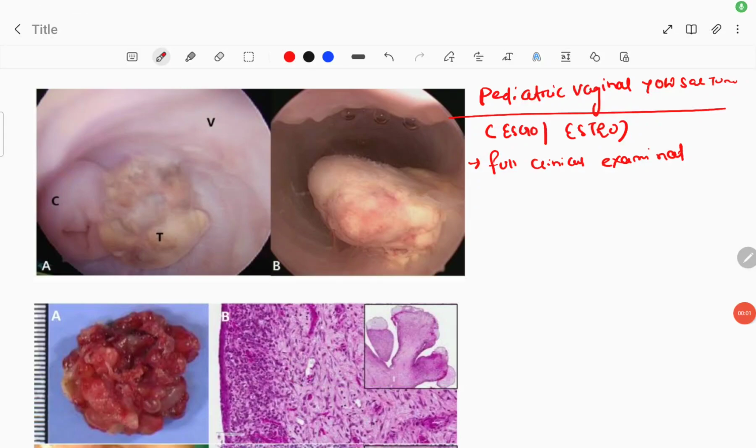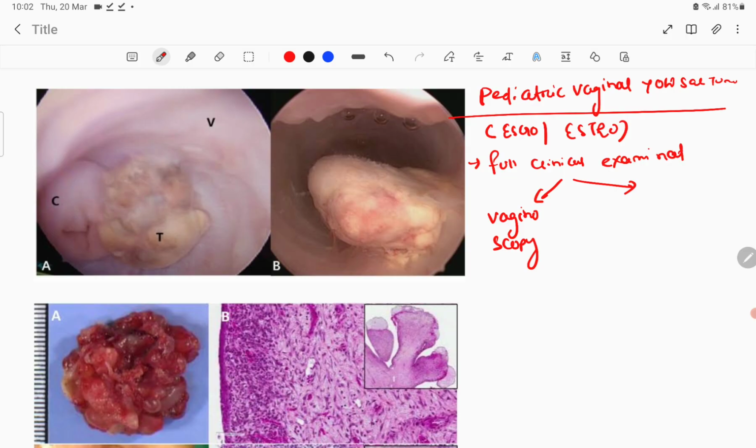Good evening everyone. Today we'll discuss pediatric vaginal yolk sac tumor as per the ESTRO guidelines. How will we diagnose the cases? Basically, for the diagnosis, full clinical examination including vaginoscopy under anesthesia is recommended.